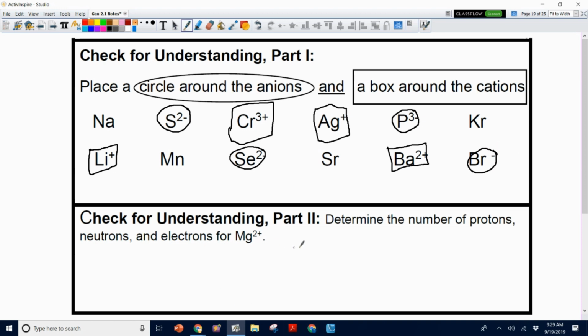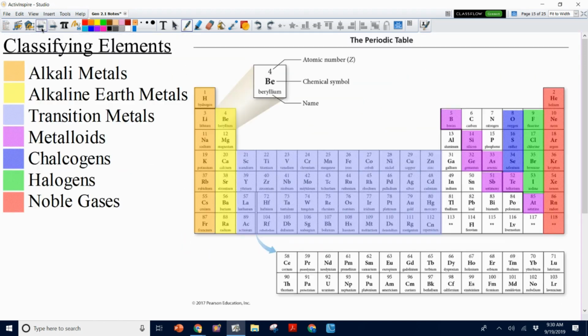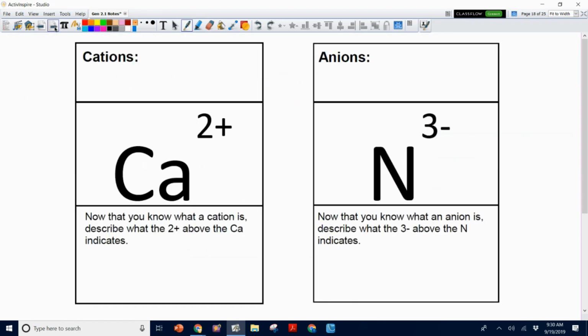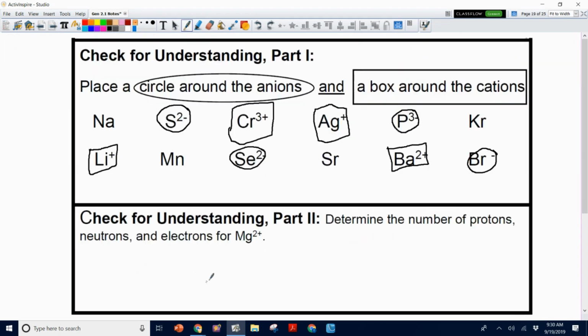All right, so part 2, determine the number of protons, neutrons, and electrons for magnesium +2. Well, let's look back at the periodic table. Magnesium is right here. Okay, so 12, that tells us the number of what? Protons. So magnesium has 12 protons. Okay, and that's the symbol for proton.